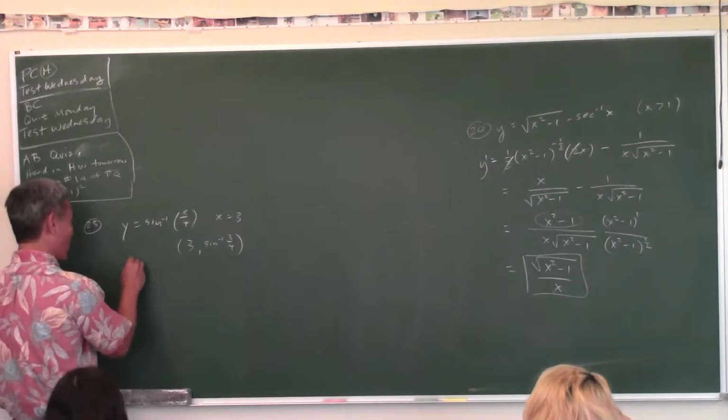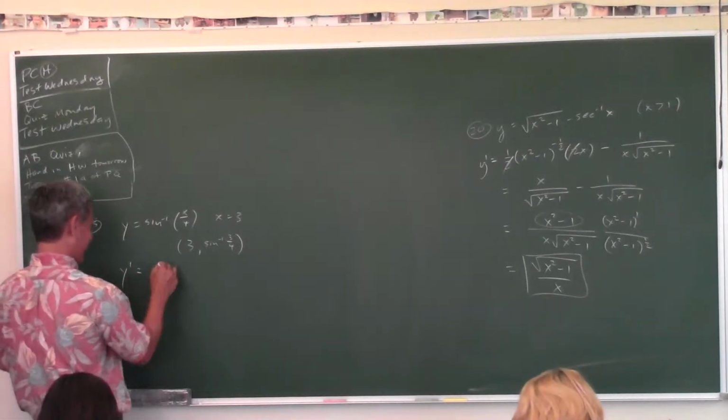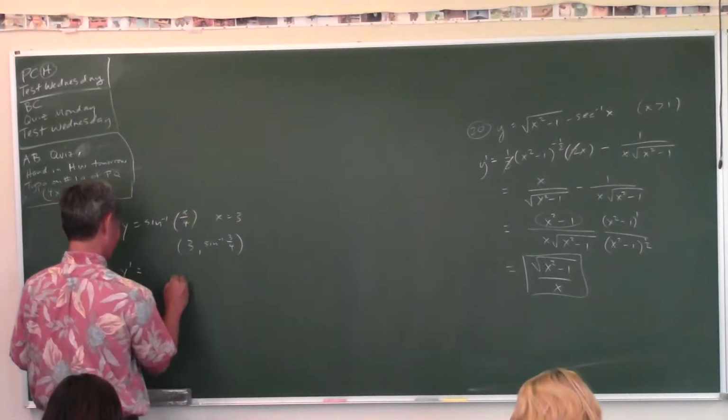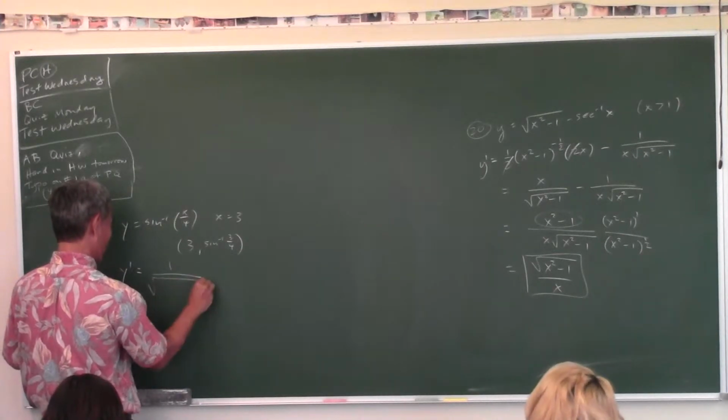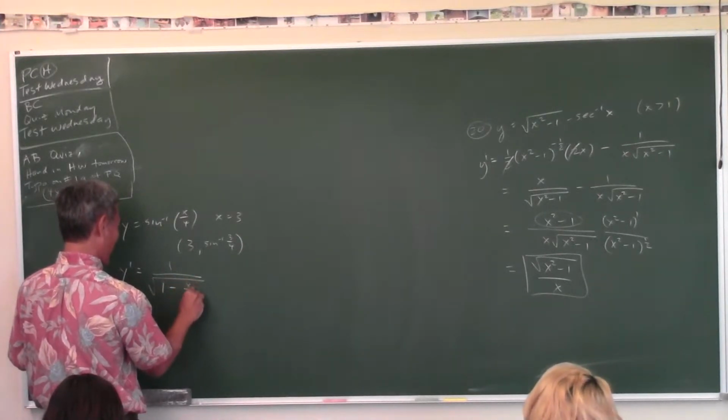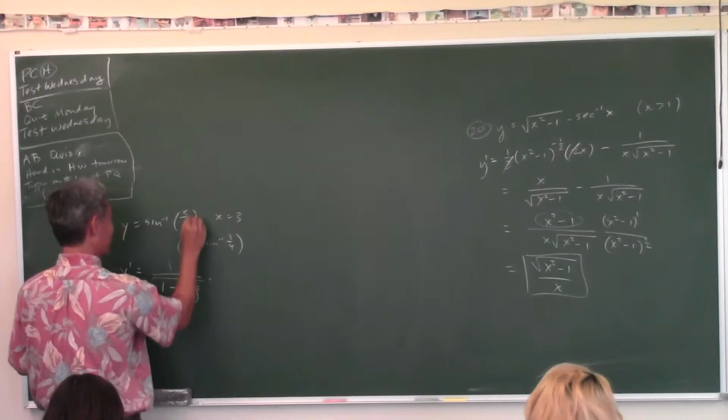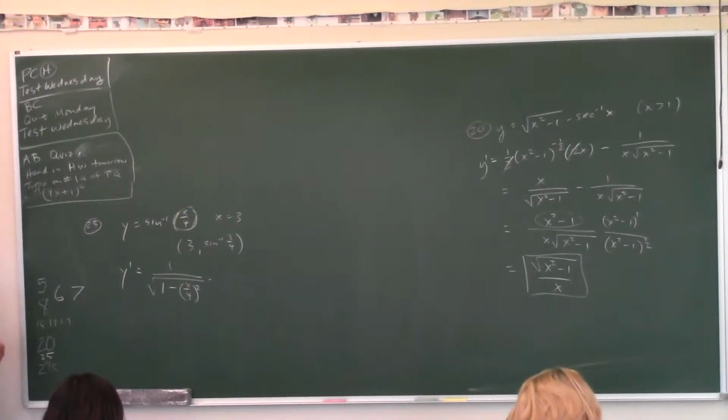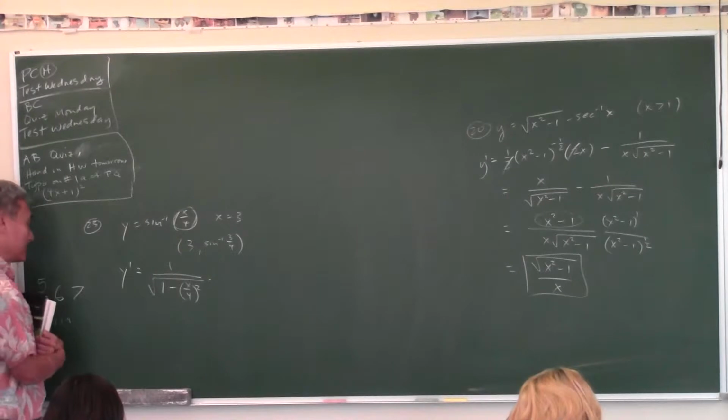Now to figure out the slope, you got to compute the derivative. What's the derivative of sine inverse box? 1 over the square root of 1 minus box squared times the derivative of box. What is the derivative of box? Go.